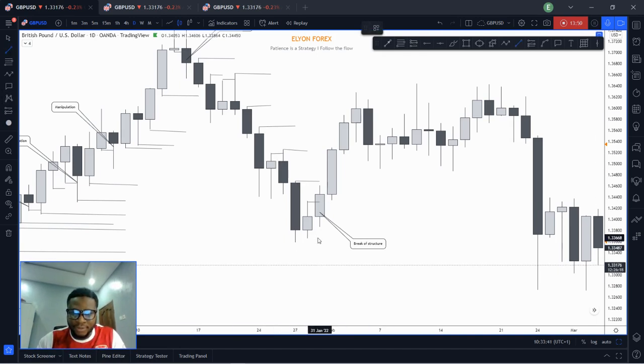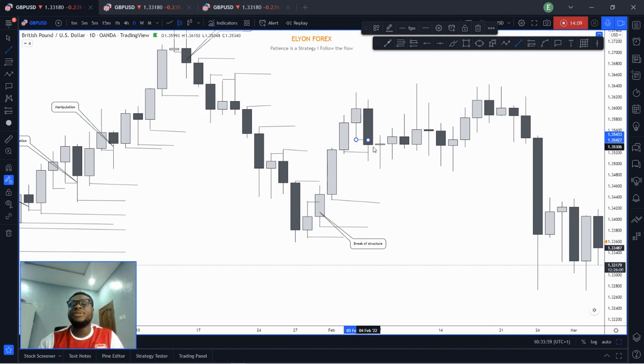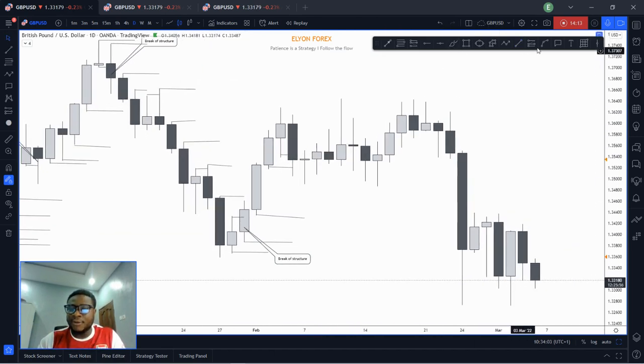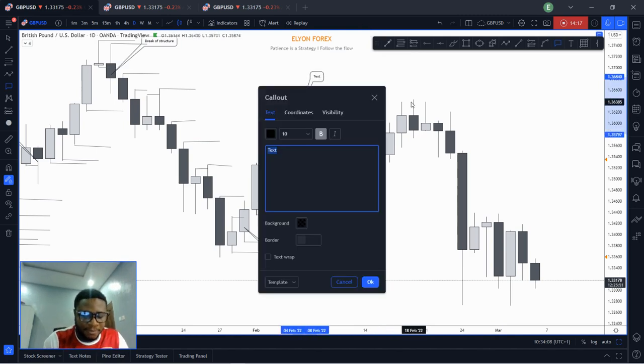Now look at the bullish order flow. You can see the low untouched, low untouched, low untouched, low untouched. The low was eventually broken as what? As a break of structure, not a manipulation. So here we have this break of structure, which is a potential change in order flow.